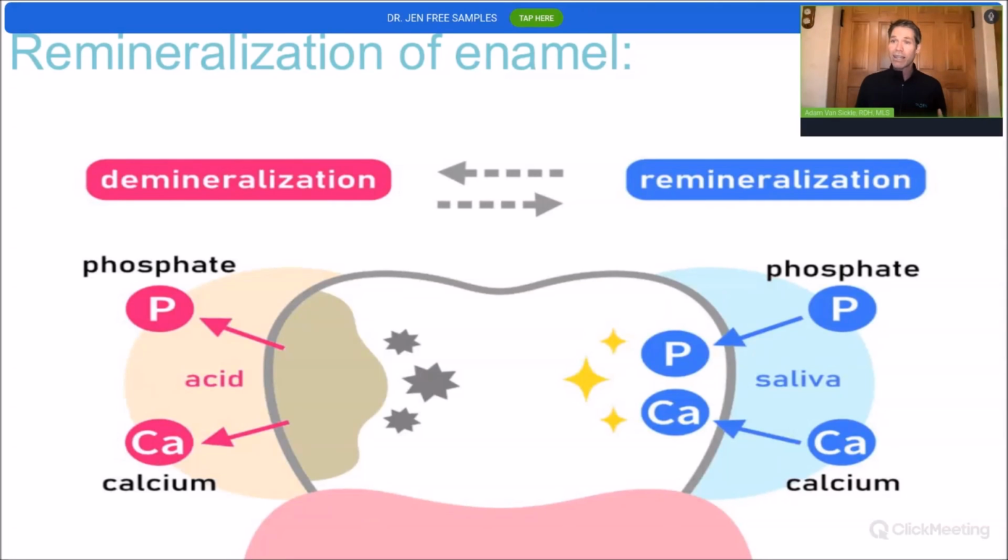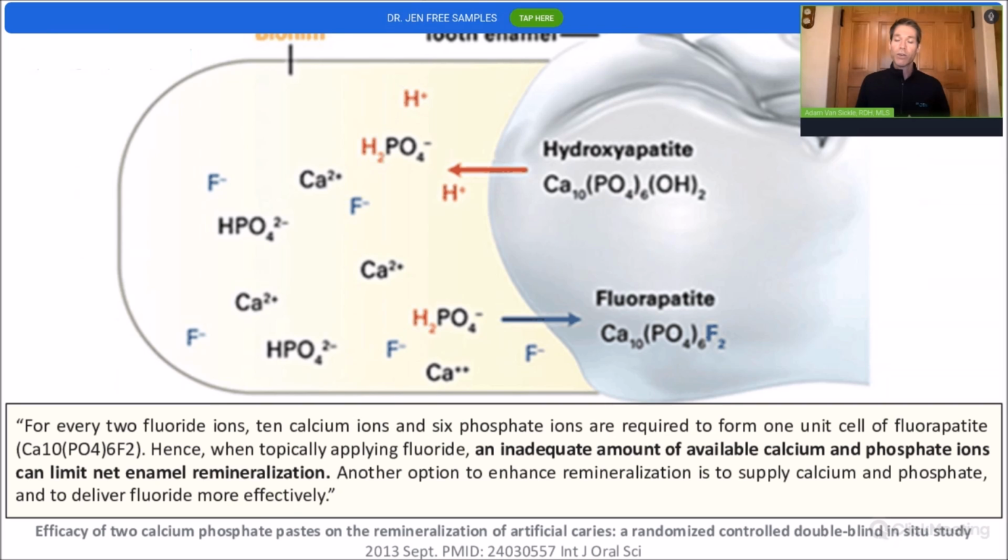surface. Unfortunately, though, we live in a society where a lot of us are eating a Western American diet. We're constantly snacking. We're eating a lot of processed foods that are highly acidic. And so saliva just can't keep up. It can't do what it was designed to do on its own. And so the traditional approach to having a remineralizing ingredient to combat that calcium and phosphate deficiency essentially is fluoride.